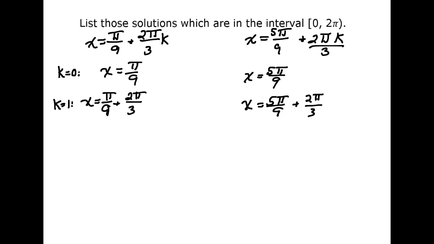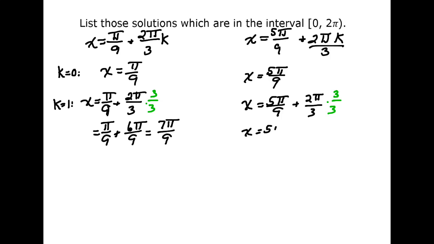And we can get a common denominator and add these little fractions together. So we'll just take our 2 pi/3 and multiply by 3/3. So we have pi/9 plus 6pi/9, or 7pi/9. Here we have 5pi/9 plus 6pi/9, or 11pi/9. So we have 4 answers so far.